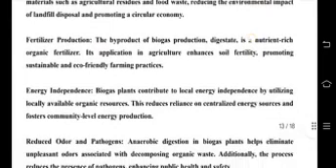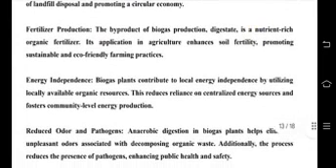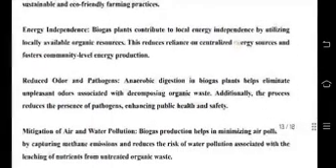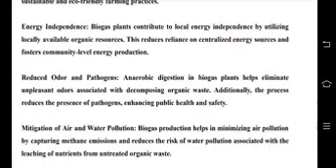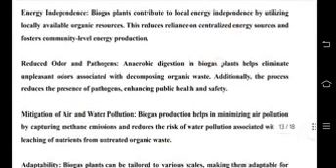Then, fertilizer production. The byproduct of biogas production, digestate, is a nutrient rich organic fertilizer. Its application in agriculture enhances soil fertility, promoting sustainable and eco friendly farming practices. In energy independence, biogas plants contribute to local energy independence by utilizing locally available organic resources. This reduces reliance on centralized energy sources and fosters community level energy production. Energy independence can be created.